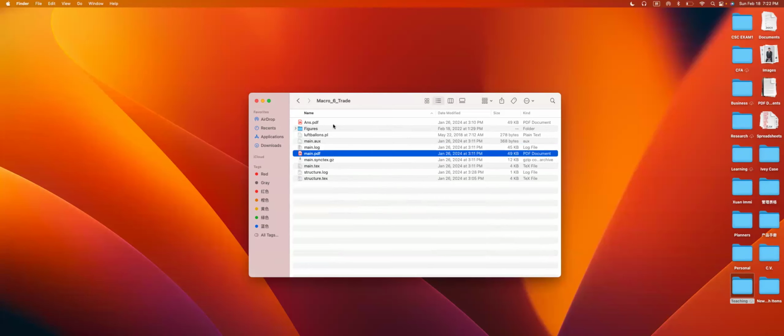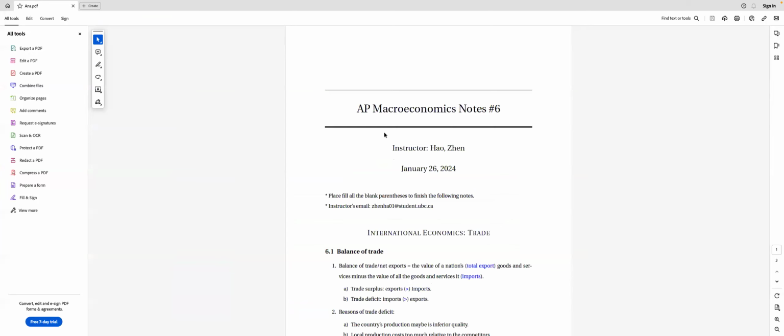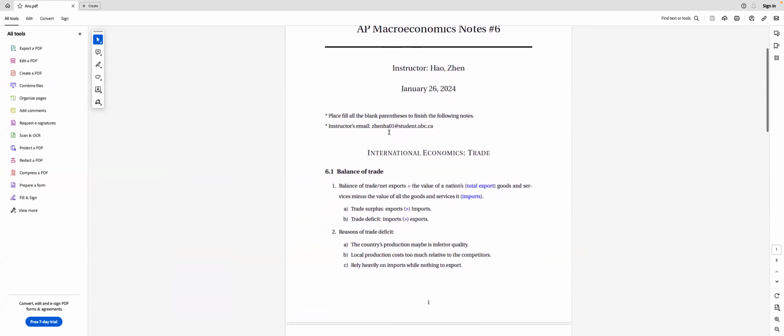The last part is basically about international economics. So what do I mean by international? International economics is about the economic connections between different countries. We will talk about the last part of macroeconomics. So we will talk about how we can connect 2 different countries together economically.